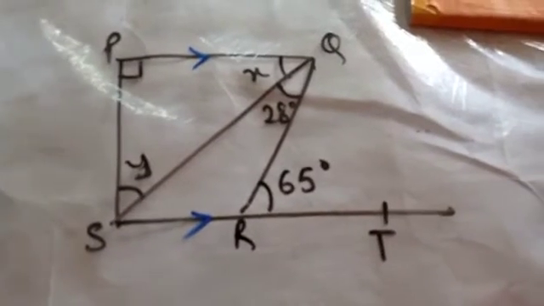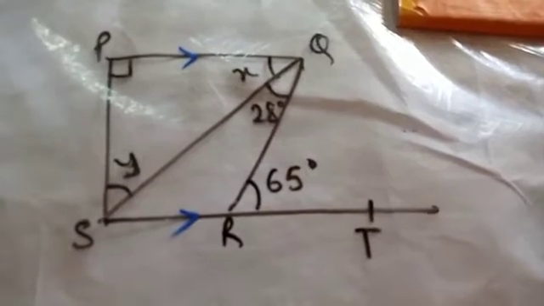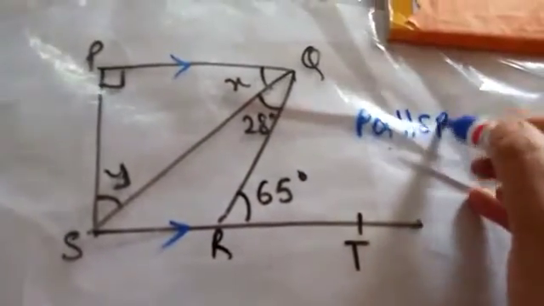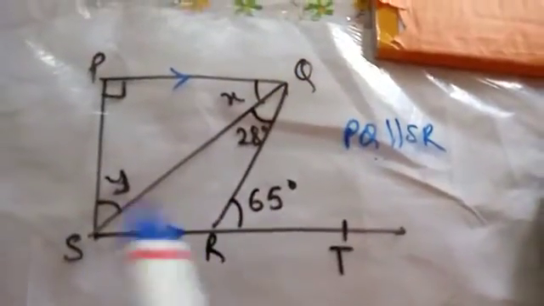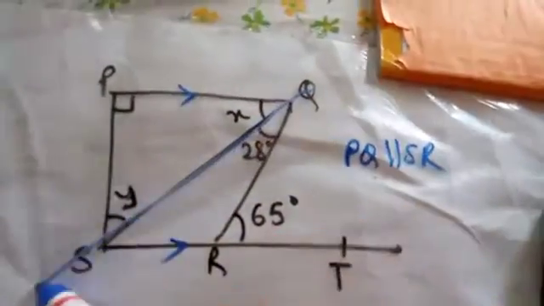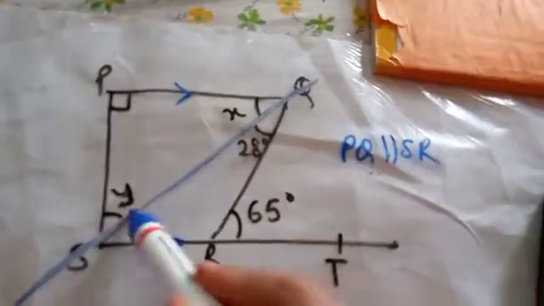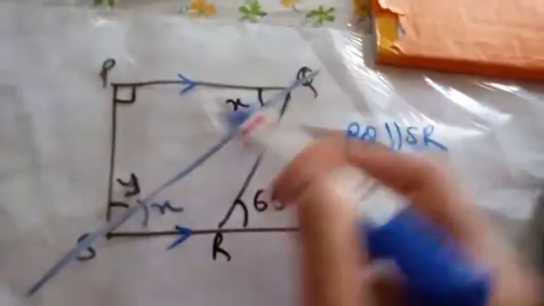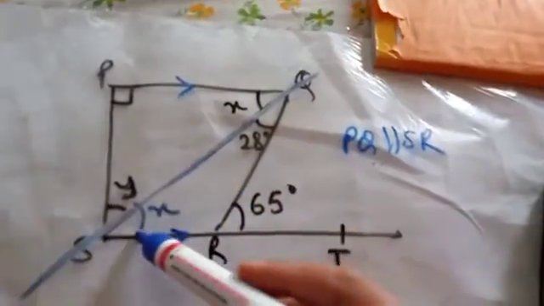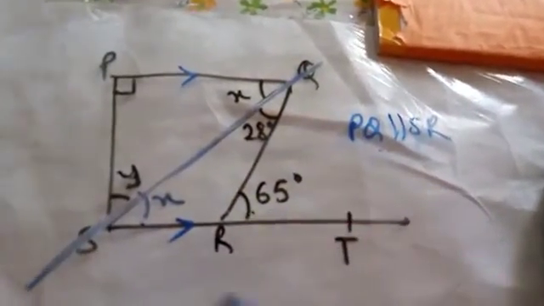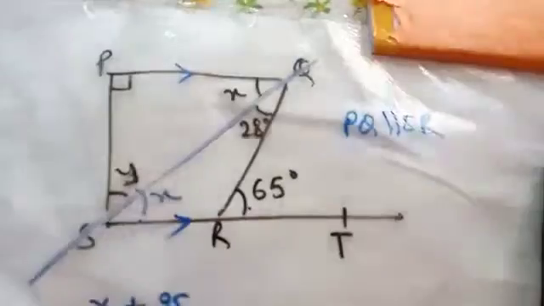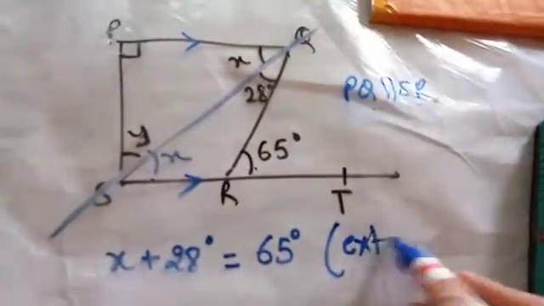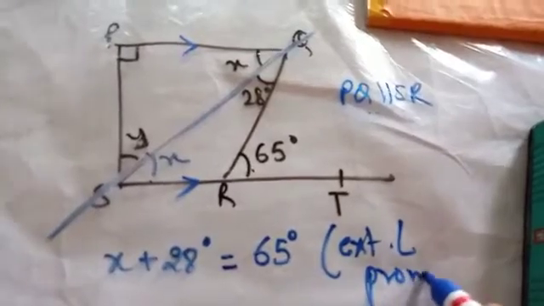Now let us see this fifth question of NCERT. The figure is given to us and it's given that PQ is parallel to SR. Now this PQ line is parallel to SR and this is the transversal. So if this is the transversal, you can apply that this angle will be equal to X. What's the reason? These two are alternate angles. Now X plus 28 will be equal to 65. What's the reason? Exterior angle property.